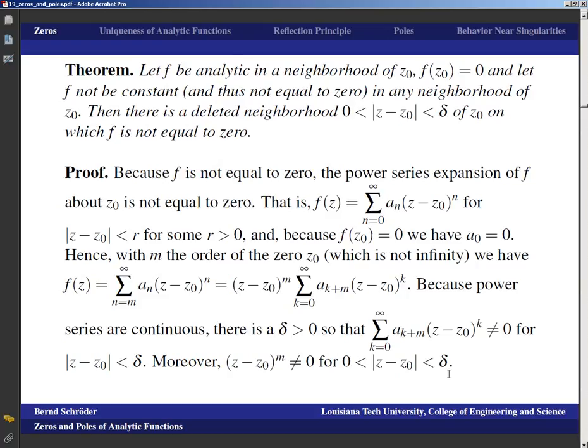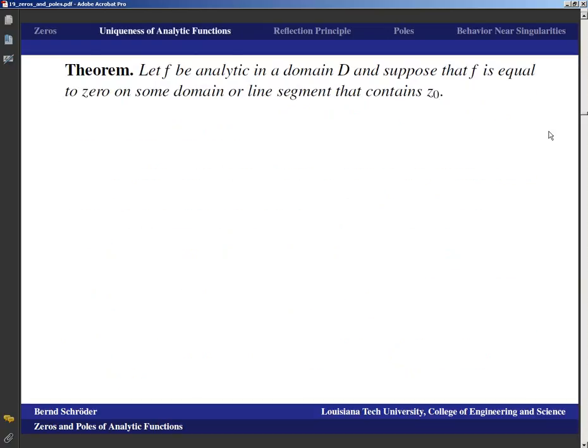But that all certainly works out. And that means that f of z is not equal to 0 in a punctured neighborhood of z0, and that's what we wanted to prove. So that is geometrically kind of interesting. What that means is zeros of analytic functions cannot cluster up. And that has a couple of neat consequences regarding the uniqueness of analytic functions.